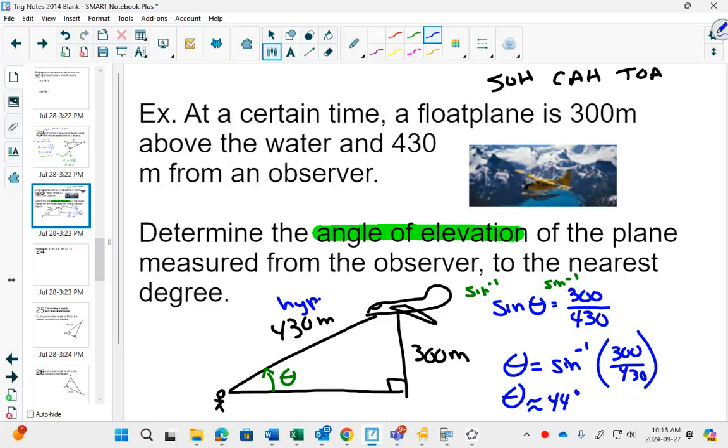So your calculator does the hard stuff. Someone, at one time, took a triangle of exactly those lengths, measured it out as close as they could with a ruler, took a protractor and measured it, and wrote down exactly what that angle is. And then over time, mathematicians developed more math to be more accurate.